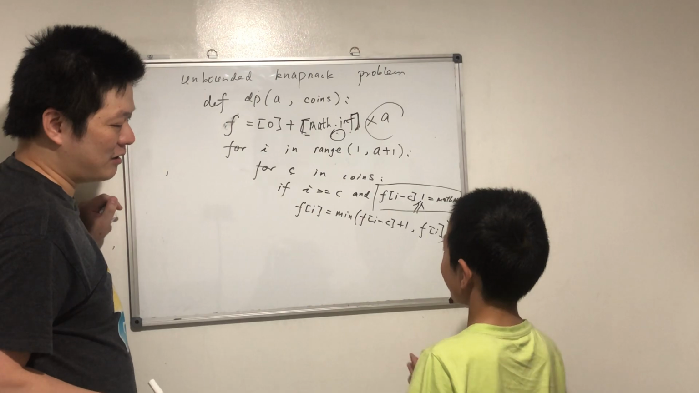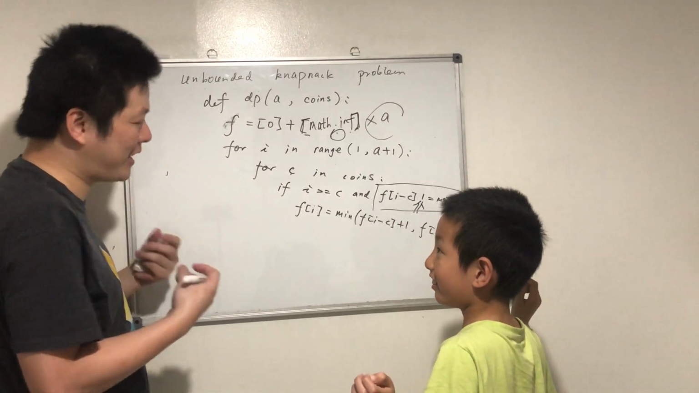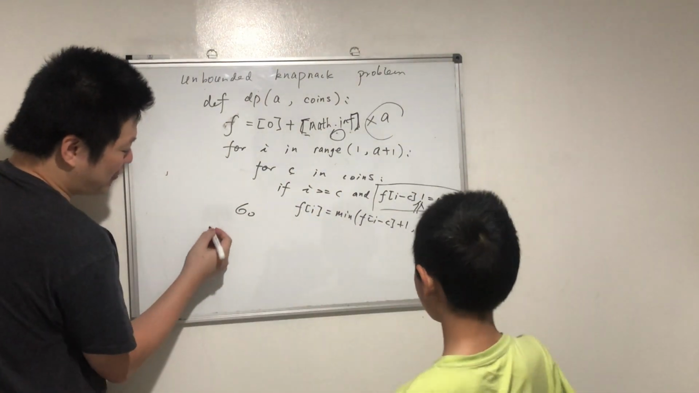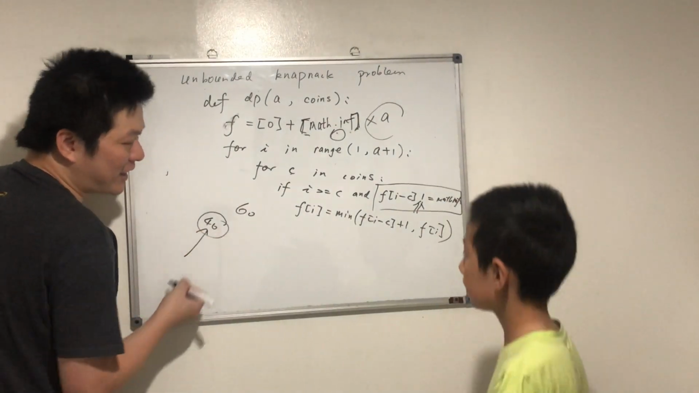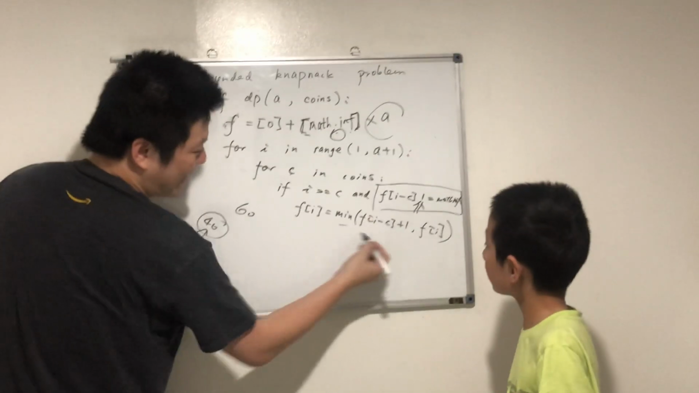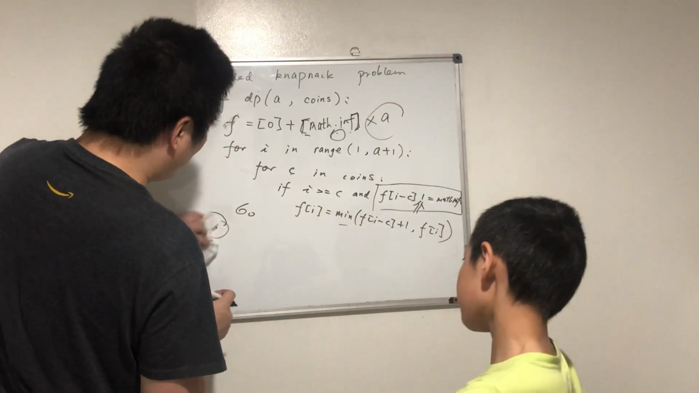It means we already know how to make up the money, right? For example, 60, and we already know how to make up 40. If there's no way to make up 40, we don't need to calculate this, right? Okay, and then what should we return?